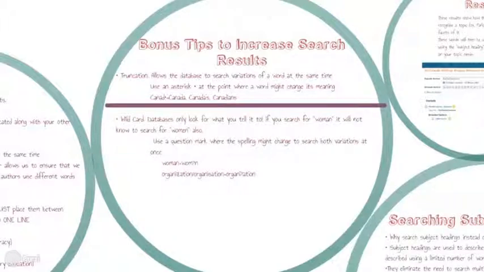Another little trick is using the wildcard. So databases, again, are a little bit simple. They need you to tell them what you want to look for. So if we search for woman, it will not know to search for women also. So we use a question mark where the spelling might change to search for both variations at once. So you can see to search both woman and women, I place the question mark where the A or the E might be. And the same goes for British and American spellings. We just want to make sure that we're not omitting any potential search results because of different styles of spelling.